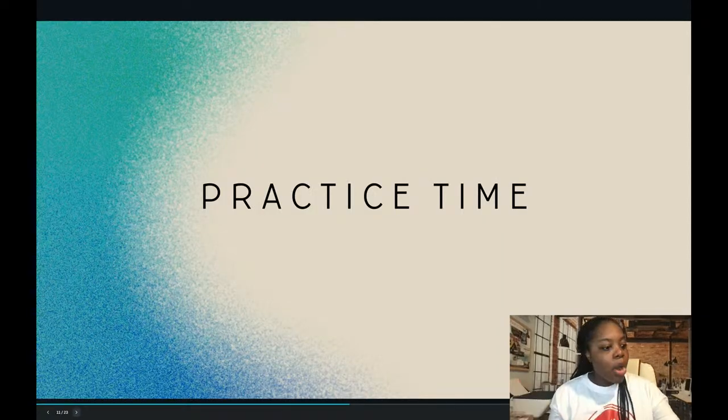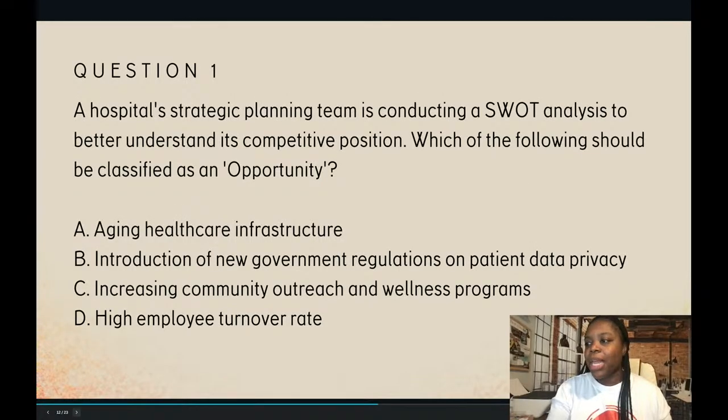So now what I want to do is I'm going to have us go through some questions. Before we jump into the questions, does anyone have any questions for me about SWOT before we do some practice questions? And I want you guys to test your knowledge and see how well you do. Okay. I don't see anybody having questions. So I am going to jump into the first question. So here is our first question, and I'm going to give you guys some time to read it. And I want you to put what you think the answer is in the chat.